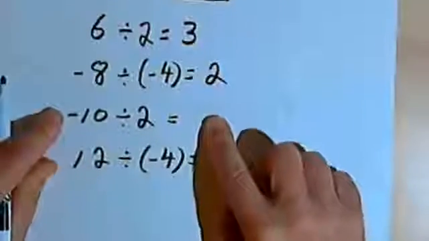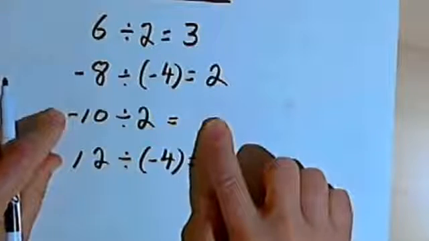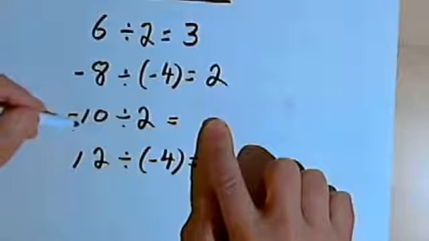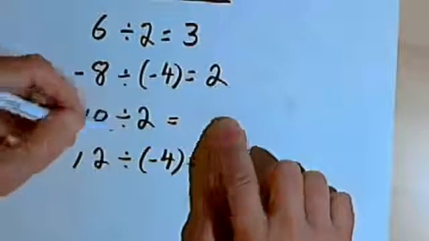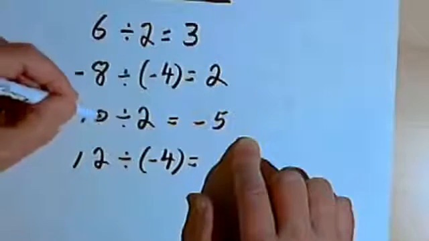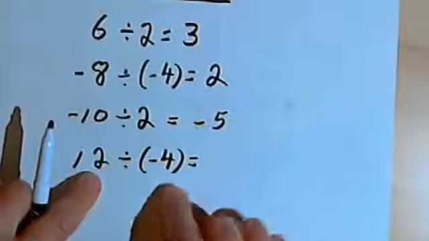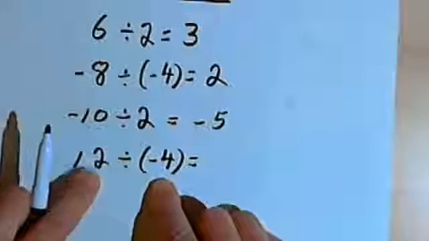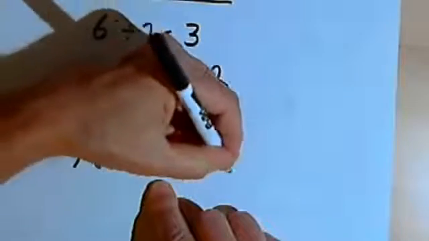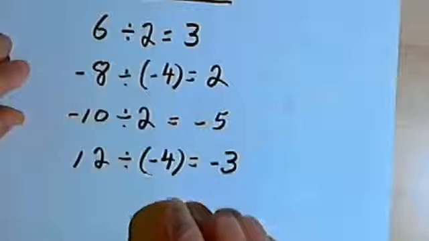Now, if the signs are different, we do the same thing we did with multiplication. If the signs are different, the result will be negative. The quotient will be negative. So negative 10 divided by 2 is negative 5. We just divide 10 by 2 and make the result negative. 12 divided by negative 4, the signs are different, so that means the quotient is going to be negative, and 12 divided by 4 is 3.